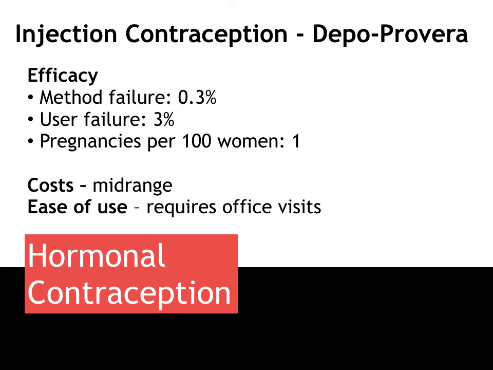Efficacy, so perfect use, the method failure is 0.3%, so quite good. User failure is about 3% typically. Not seeing huge differences there because we're relying on someone else to inject, so there's probably not a huge issue with compliance or anything of that nature. Pregnancy per 100 women is 1. Mid-range in terms of cost and ease of use. It does require office visits, so that's something to consider in terms of the injection.